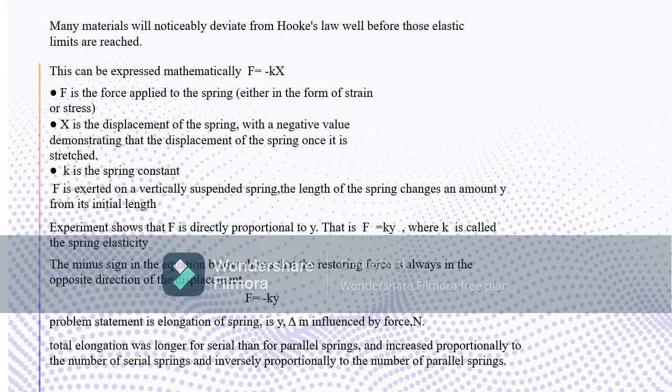F is exerted on a vertically suspended spring. The length of the spring changes by an amount y from its initial length. Experiment shows that F is directly proportional to y. That is, F equals ky, where k is called the spring elasticity. The minus sign in the equation shows that the restoring force is always in the opposite direction of the displacement: F equals negative ky.